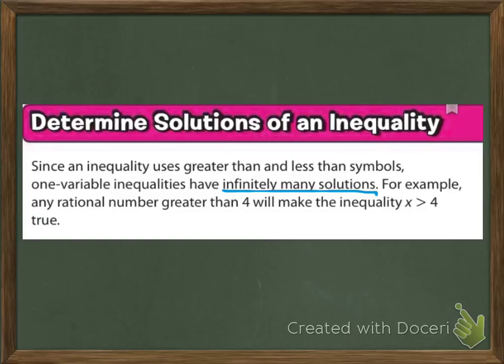For example, an irrational number greater than 4 will make the inequality x is greater than 4 true. So if I chose 5, 6, 7, 8, 9, 10, 32, 45, I could just keep going higher and higher and higher into infinity.